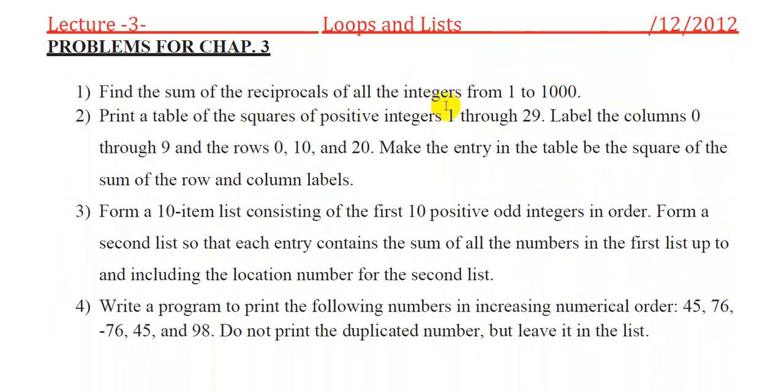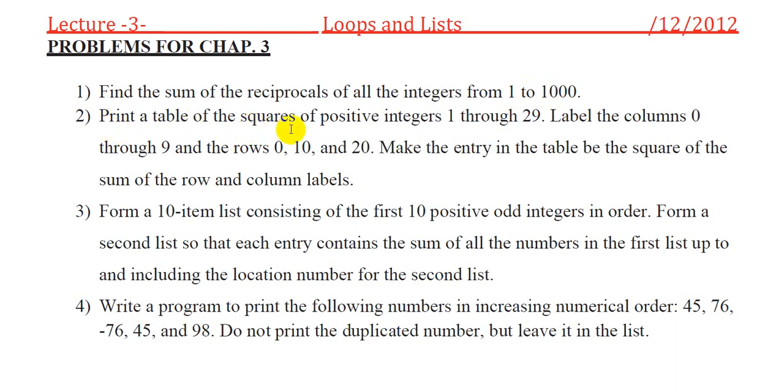Example for chapter 3. Find the sum of the integers from 1 to 1,000, or from 2 to 2,000. Here 1 will be replaced by 2, as well as the 1,000 converted to 2,000, just instead of 1,000.